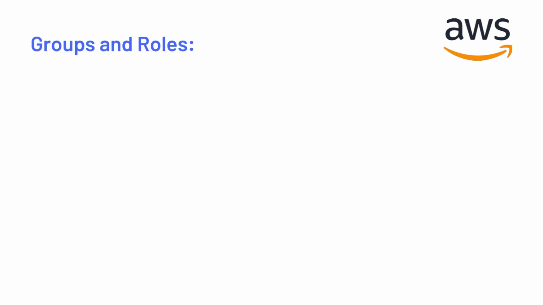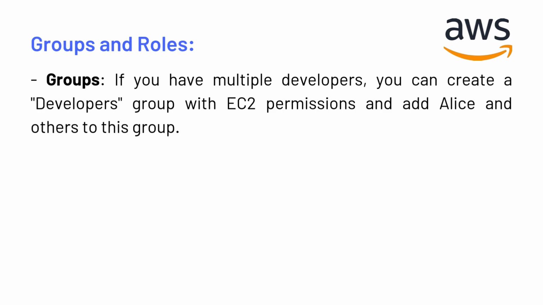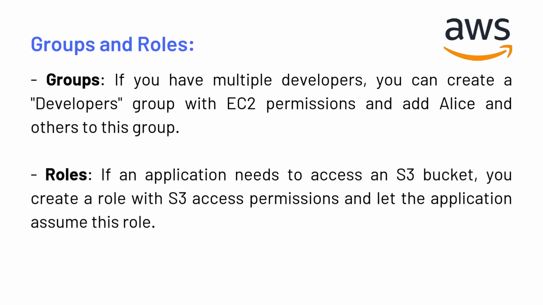Groups and roles. Groups. If you have multiple developers, you can create a developers group with EC2 permissions and add Alice and others to this group. Roles. If an application needs to access an S3 bucket, you create a role with S3 access permissions and let the application assume this role.